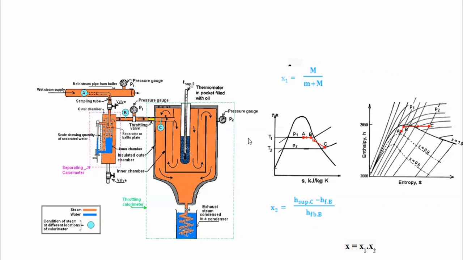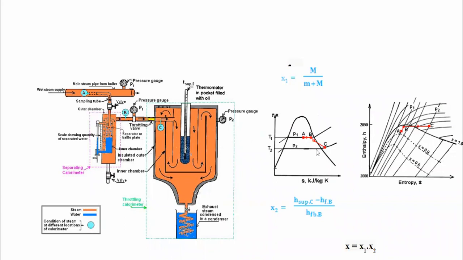If we had not used a separator, what would have happened is after expansion, the steam would have remained wet and not superheated. If we had used only a throttling device, the state was A, there was no separator, then we would have got A to some expansion at some point. That point would have been C dash. But that C dash would have been in the vapor dome. It means that it would have remained wet.